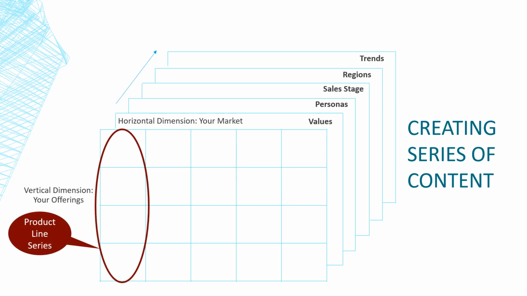You can also create a product line series. Presenting your entire product line in relation to a market segment gives your sales team ammo. You can write this one product at a time. This can also be a section on your website or in an ebook that you promote to your market segment.